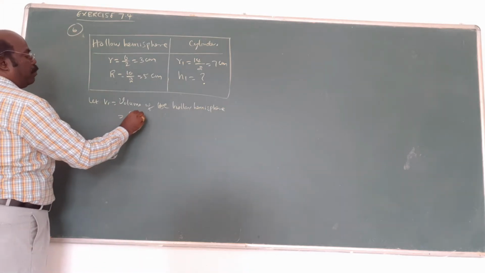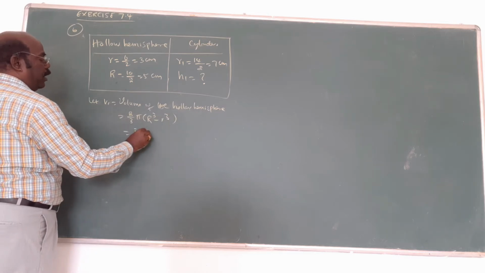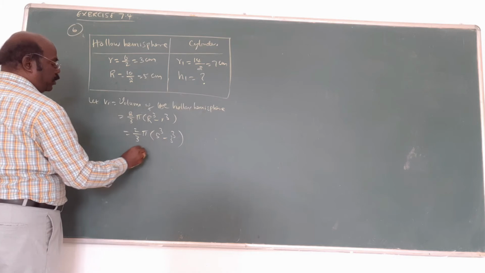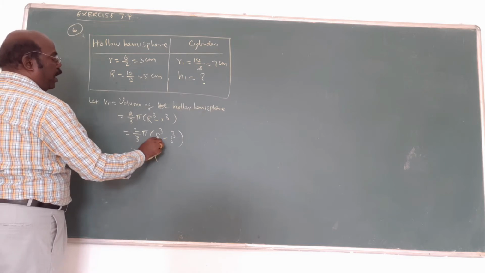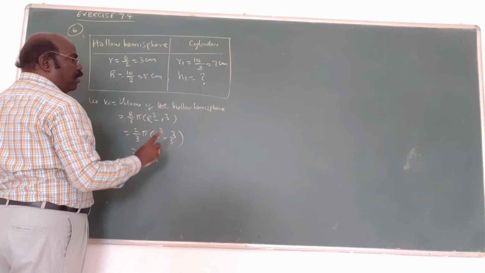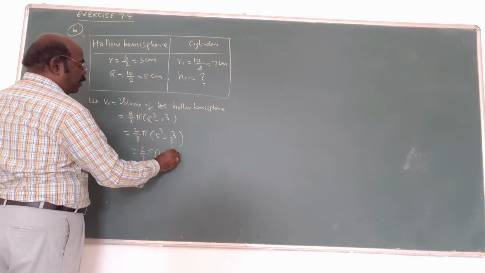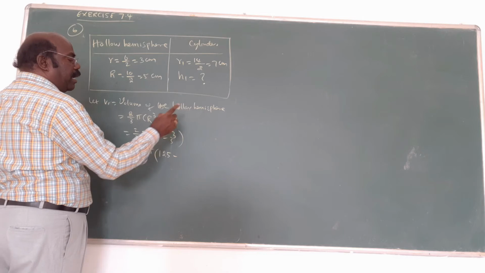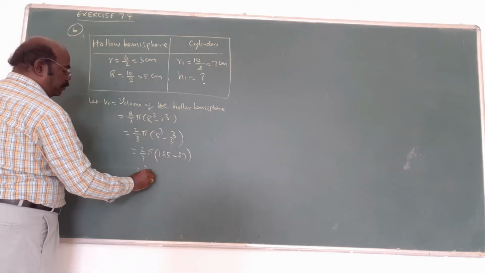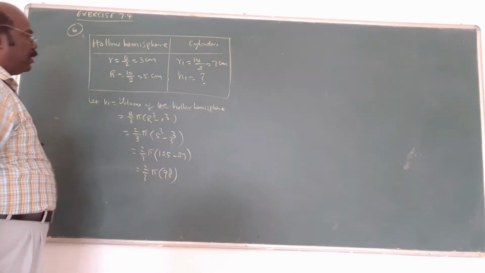2 by 3 pi (Q minus r) cube. 2 by 3 pi, Q cube minus 3q. Okay? 2 by 3 pi cube. That is what? 5 into 5 into 5, 3 times. 5 by 25, 25 into 5, 125. 3 cube: 3 into 3, 3 times. 3 is 9, 9 is 27. Now subtract, 98. Need not cancel. That's all.